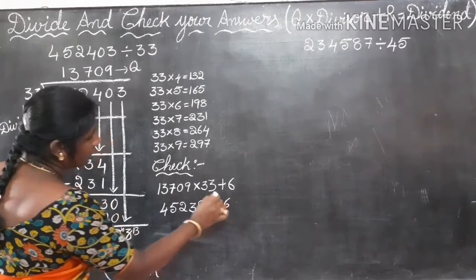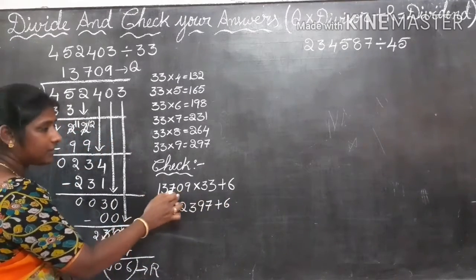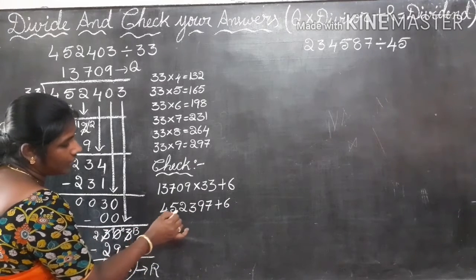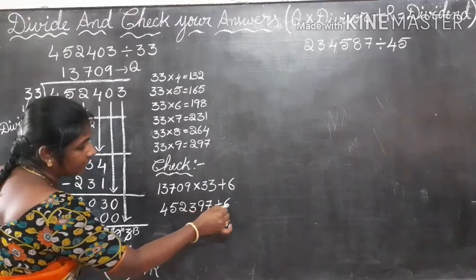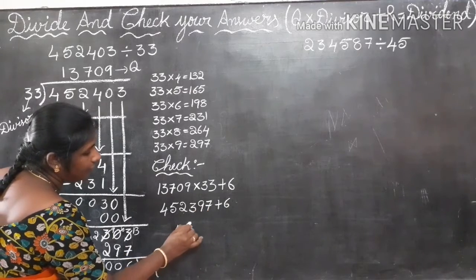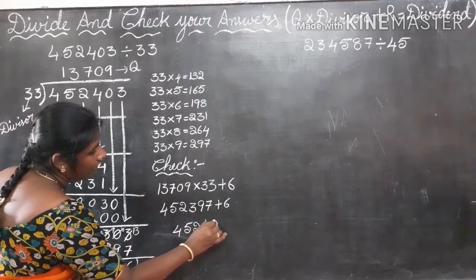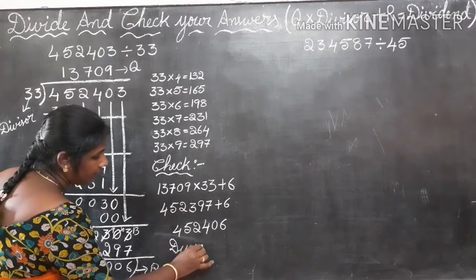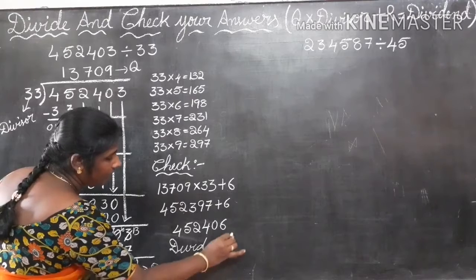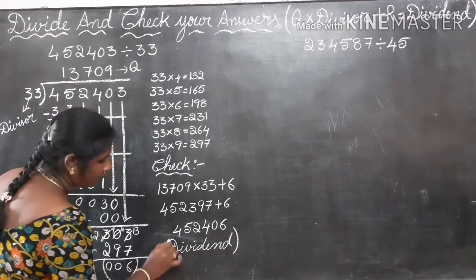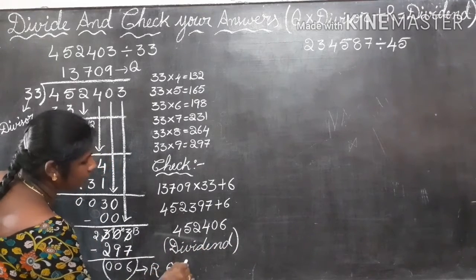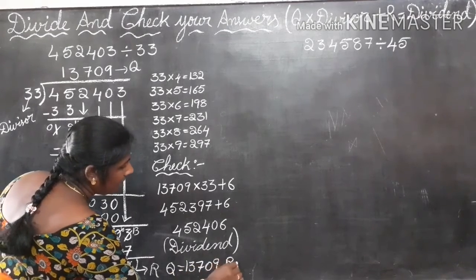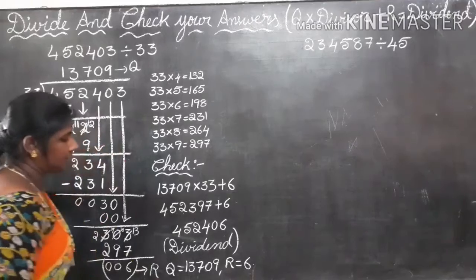So when we multiply this, how much will we get? 4,52,397 plus 6. When we multiply these two, we will get this one. 4,52,397 plus 6 is 4,52,403. It is the dividend. So what is the quotient here? Quotient is equal to 13,709. Remainder is equal to 6.